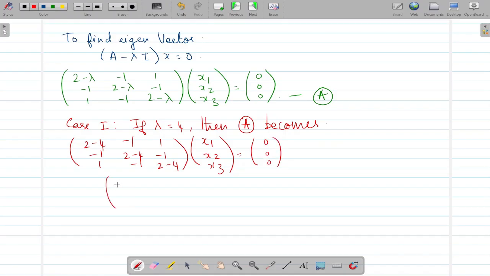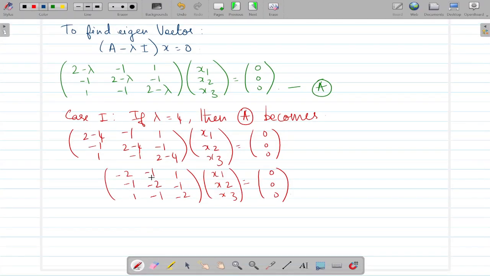By solving this, we get the matrix [-2, -1, 1; -1, -2, -1; 1, -1, -2] times [x1, x2, x3]. So now from this we write 3 equations. You take the first element from the first row, multiply with x1, then the second element from the first row, multiply with x2, then the third element from the first row, multiply with x3. Similarly, do for the second row and third row.